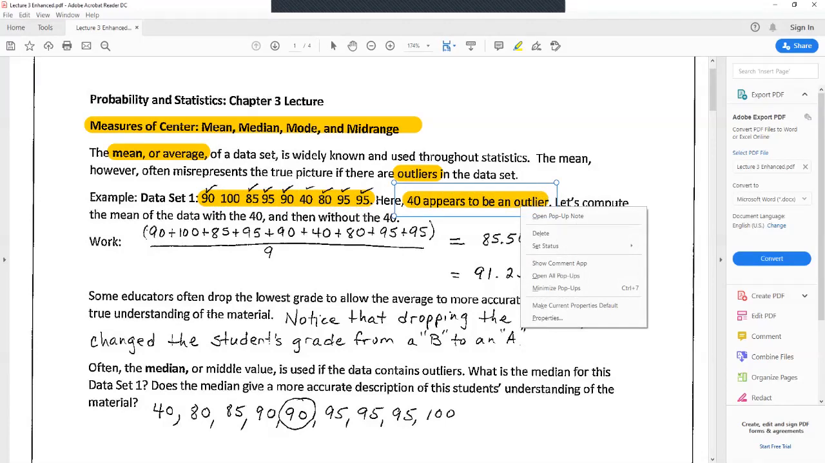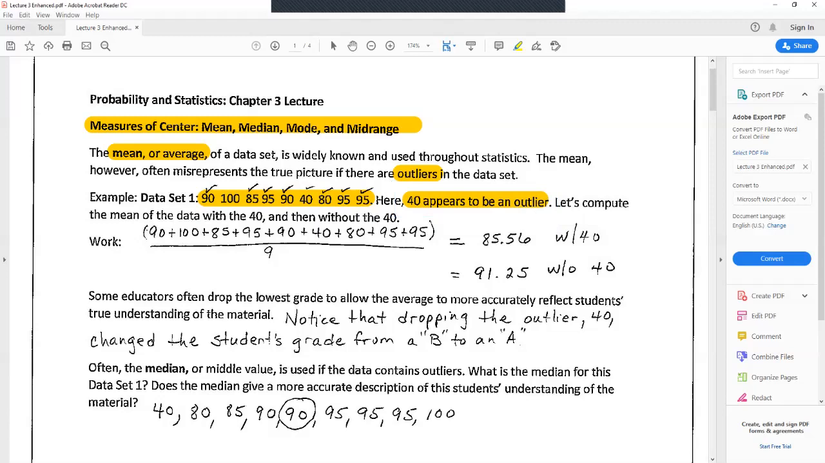This student is pretty much an A student. This 40 could be, maybe the student just had a bad day. Maybe the student legitimately didn't prepare. I really don't know what that is, but I really do not think that the 40 accurately reflects the student. And some teachers will drop the lowest grade because of that reason. So let's see what happens when we drop an outlier.